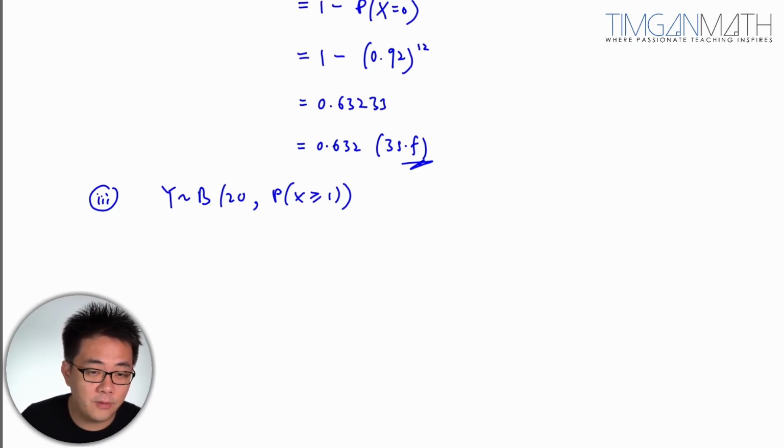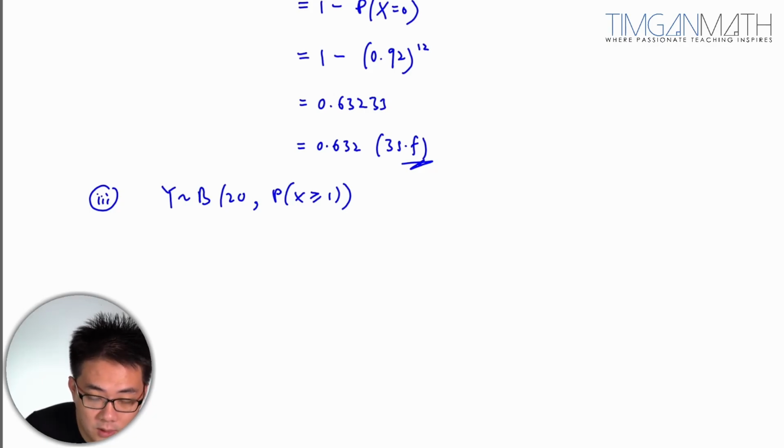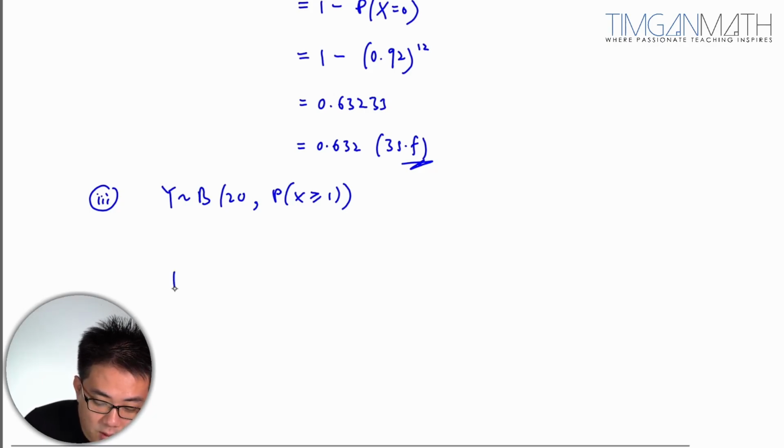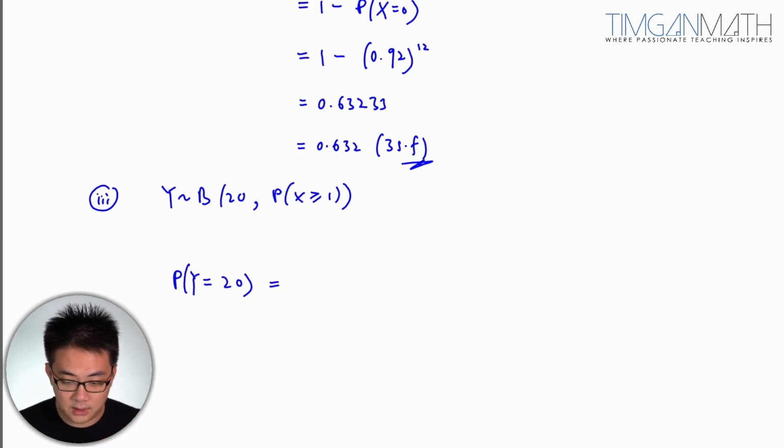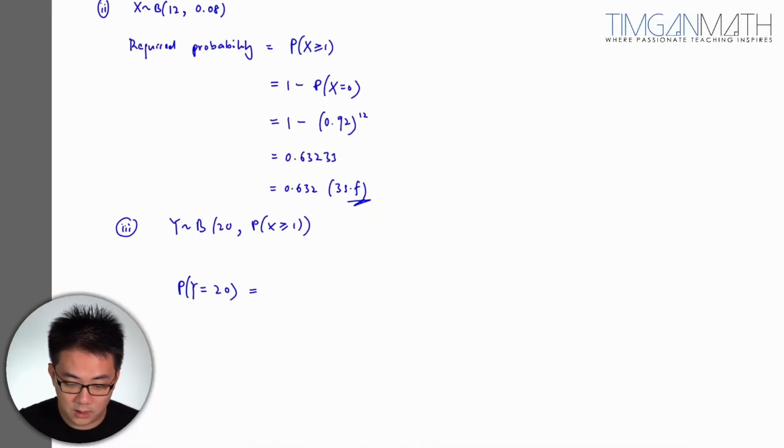Now they ask to find the probability that each box in one randomly selected carton contains at least one faulty light. You want every box to have faulty lights. So in this case, you want P(Y equals 20). Key in the calculator and you should be able to get the answer.